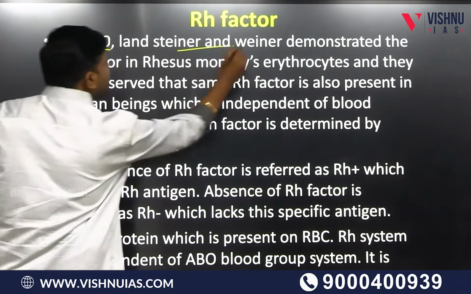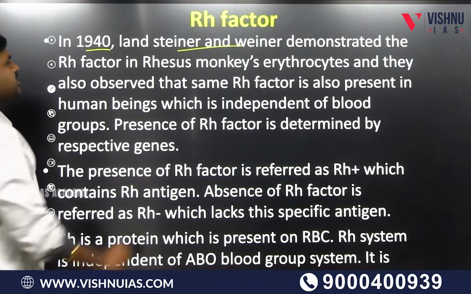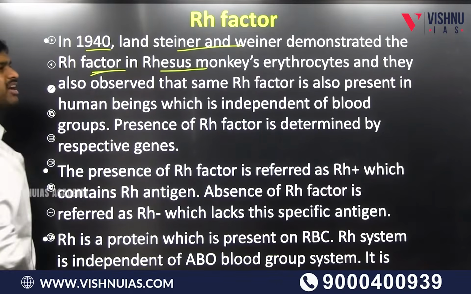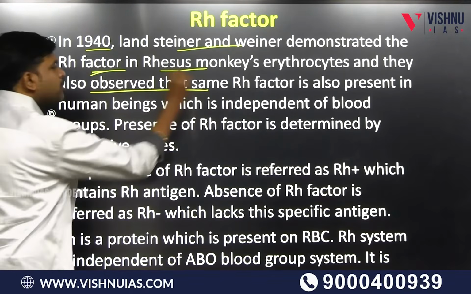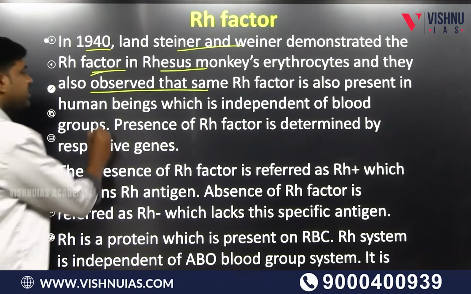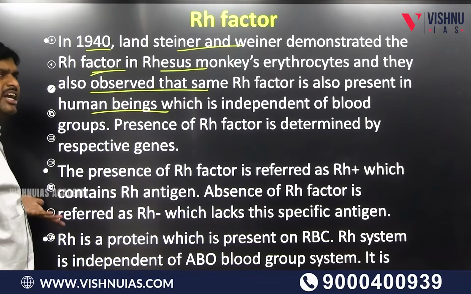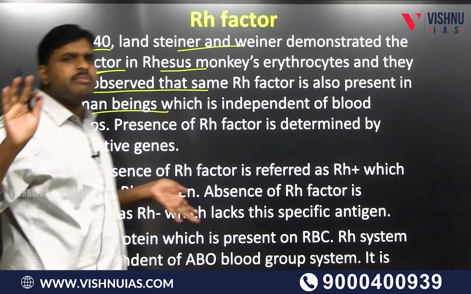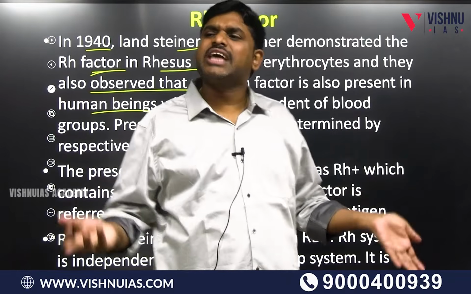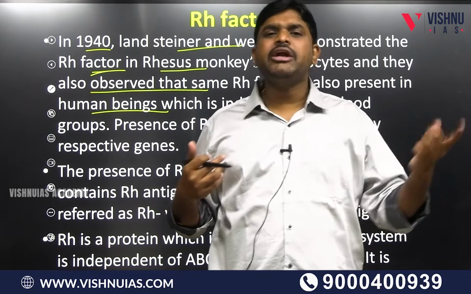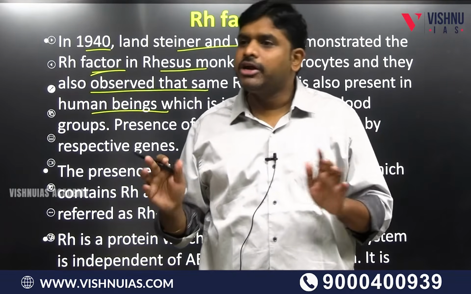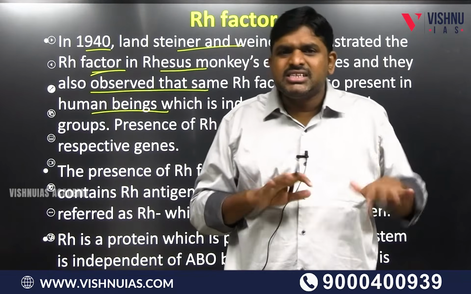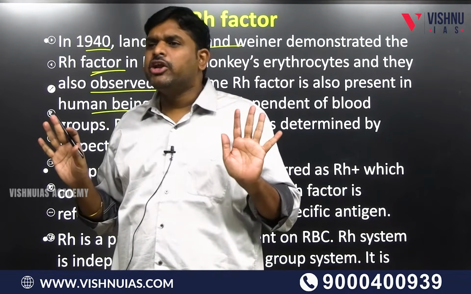In 1940, Landsteiner and Wiener demonstrated that the Rh factor is present on the erythrocytes of the rhesus monkey, and they also observed that the same Rh factor is present in human beings, independent of blood group. So whatever the blood group may be, rhesus can be present or cannot be present. Rhesus is independent of the blood group system, meaning it does not have any link with it.